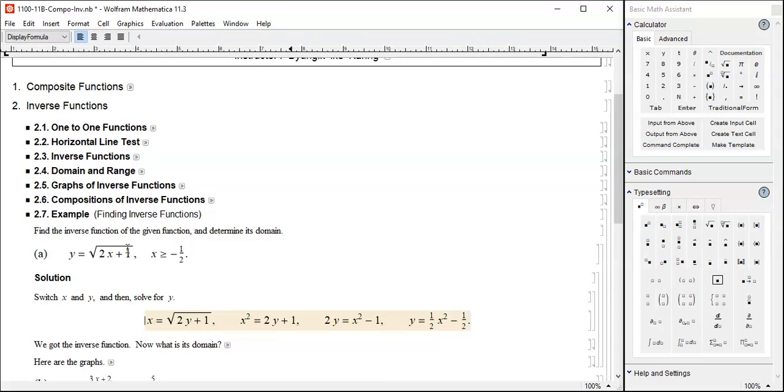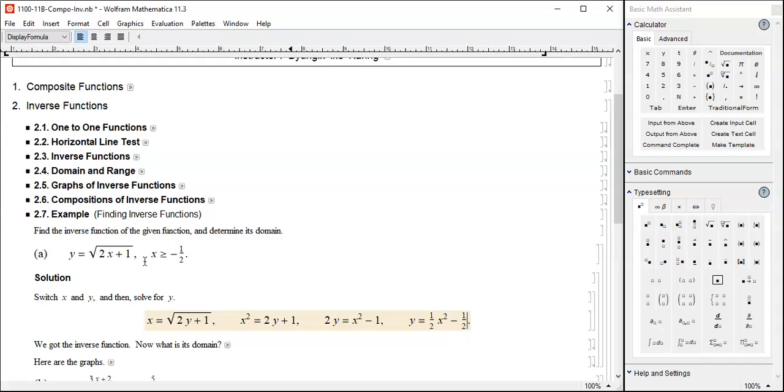Okay, alright, start from here, switch x and y. We got the first expression, and let's solve for y. So square both sides, we have x squared on the left hand side, and on the right hand side, we just lost the square root. Let's solve for y, so flip one to the other side, we get this third expression, and divide by 2. Finally we have an answer, y equals 1/2 x squared minus 1/2.